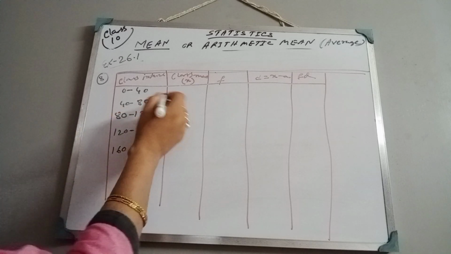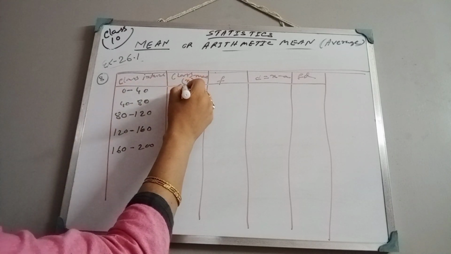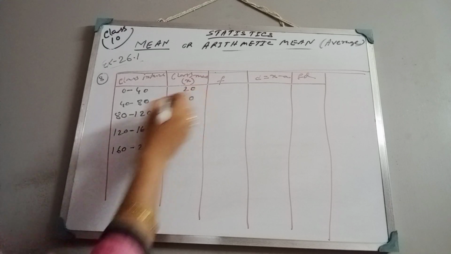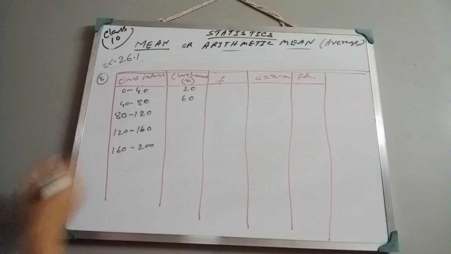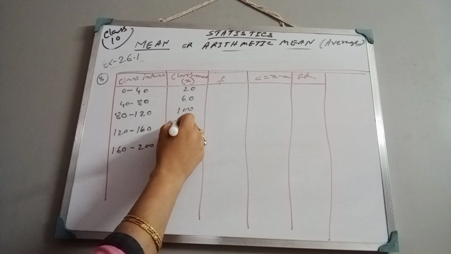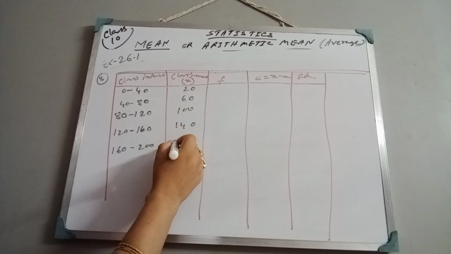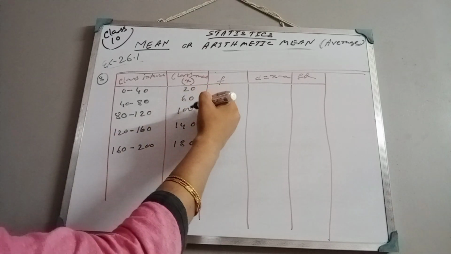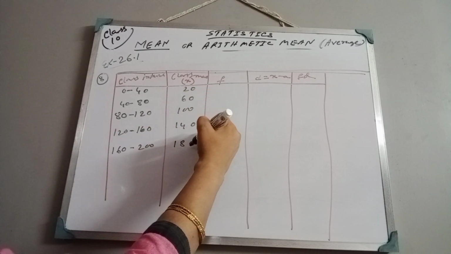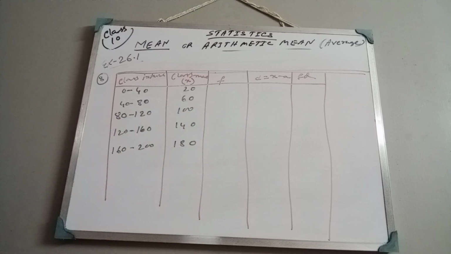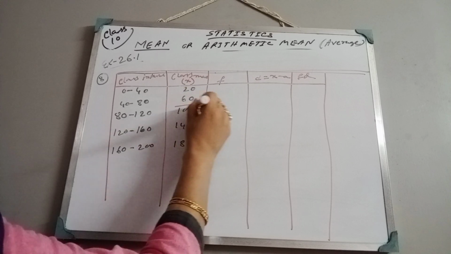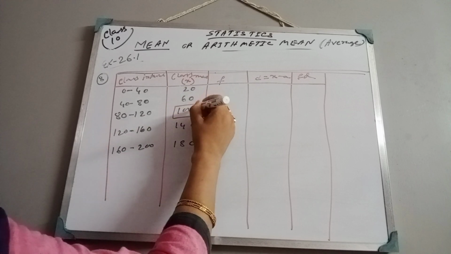Okay. Class mark, find out: 40 plus 0 by 2, that is 20. 40 plus 80 divided by 2, 120 by 2, that is 60. So 20, 60, next will be 100, next will be 140, next will be 180. Now 1, 2, 3, 4, 5, 5 values are there, so 5 class marks. So 100 we will choose as A.